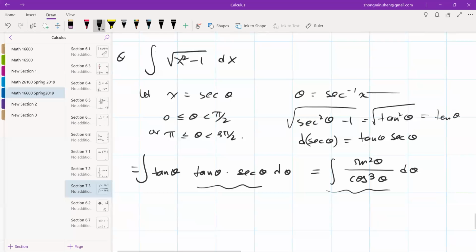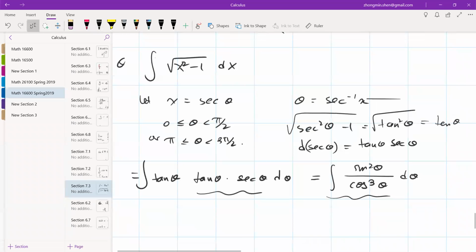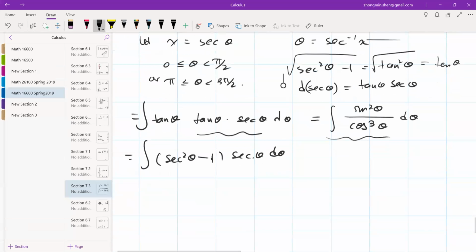Now this, of course, you can change. You see, tangent squared theta is secant squared theta minus 1. So it'll be secant cubed. This can also be changed to secant squared theta minus 1. That's the only way you can change it, right? And then you get secant cubed theta minus secant theta.